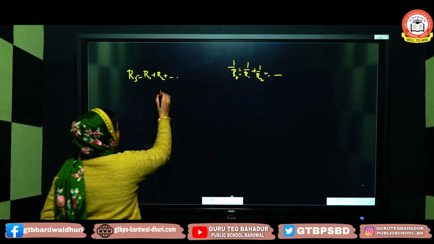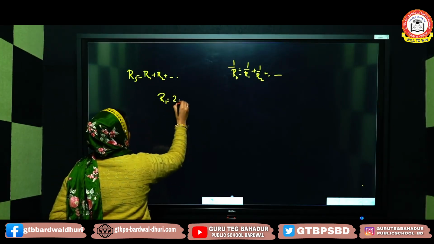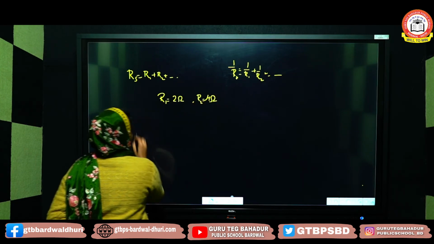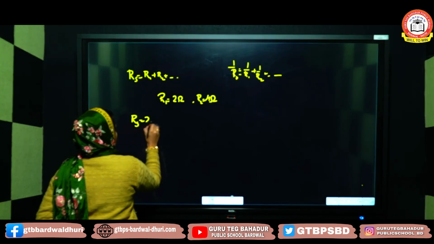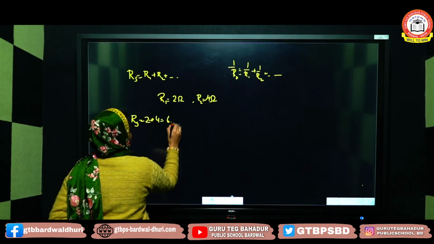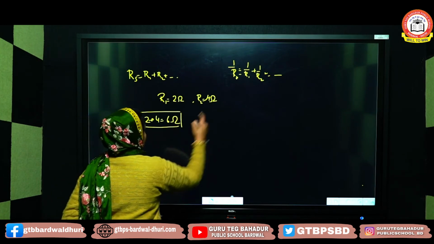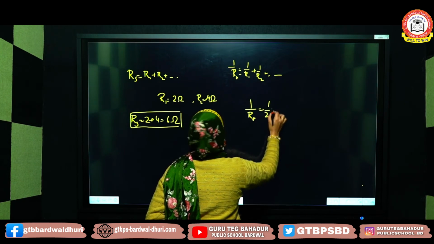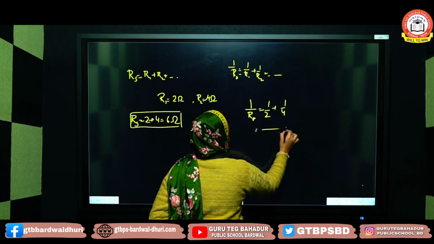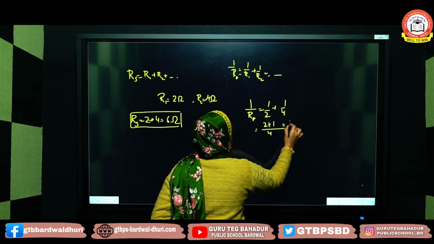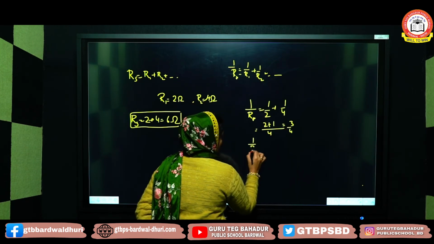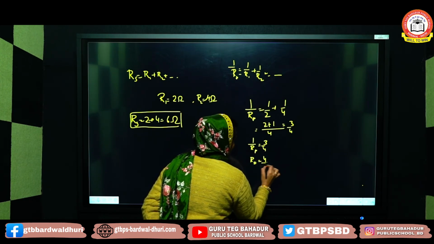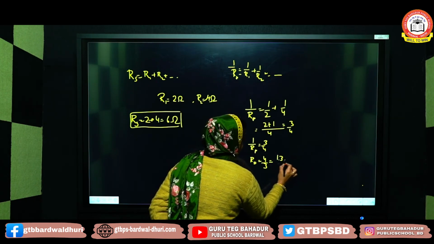We are having two resistances: R1 is 2 ohm and R2 is 4 ohm. When these resistances are connected in series, their net result will be 2 plus 4, that is equal to 6 ohm. And when these resistances are connected in parallel, 1 by Rp is equal to 3 by 4, which means Rp is equal to 4 by 3, which means 1.3 ohm.